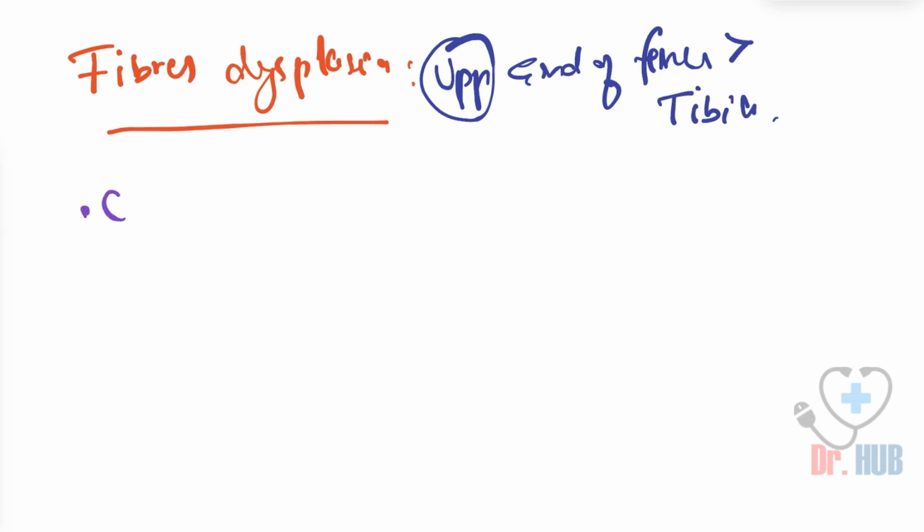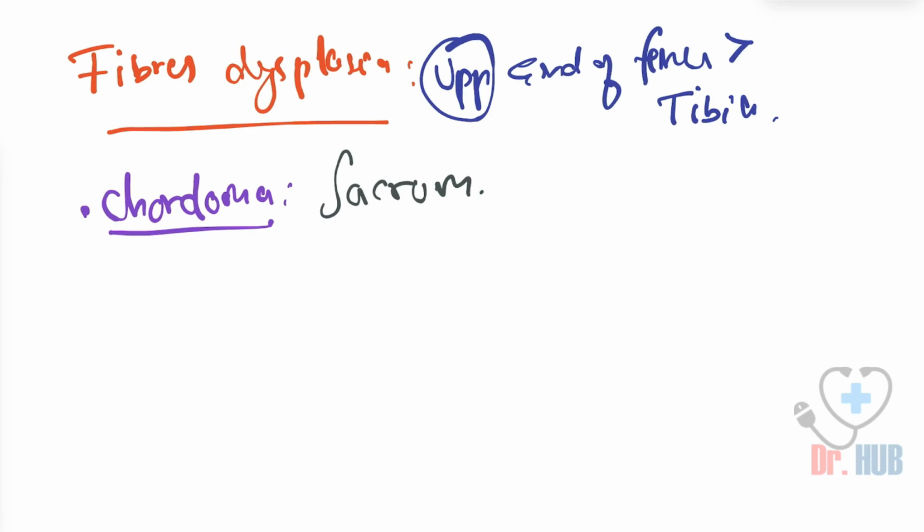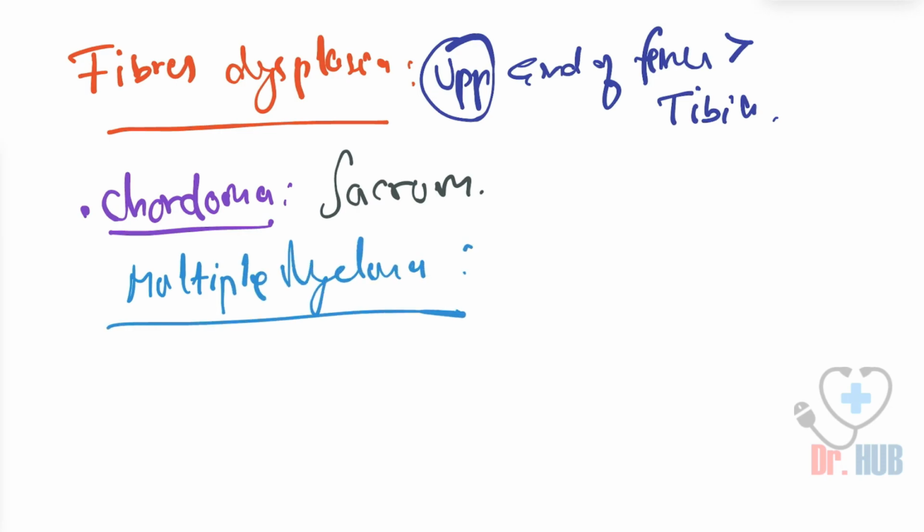Then we focus on the chordoma. So where is the chordoma present? It is present most commonly in the sacrum. And then where is multiple myeloma present? Multiple myeloma is most commonly present in the vertebra.